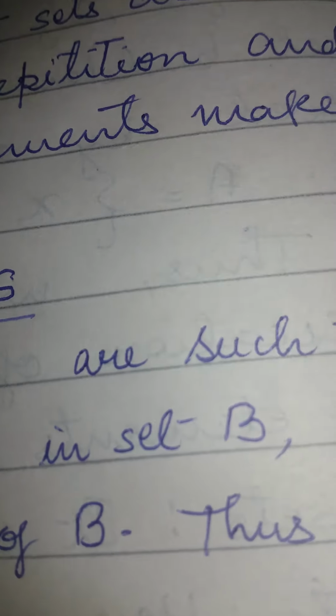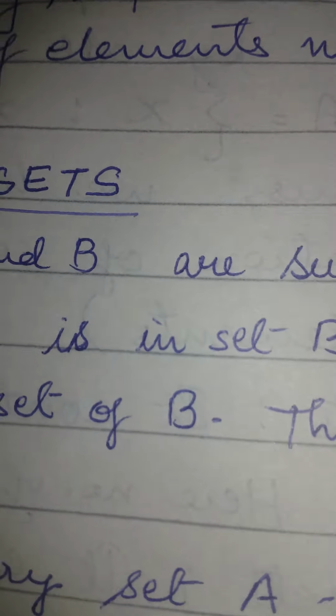Second thing, A is called a proper subset of B if there are 2 conditions. First condition, that set A will be a subset of B, and second condition, that A will not be equal to B.